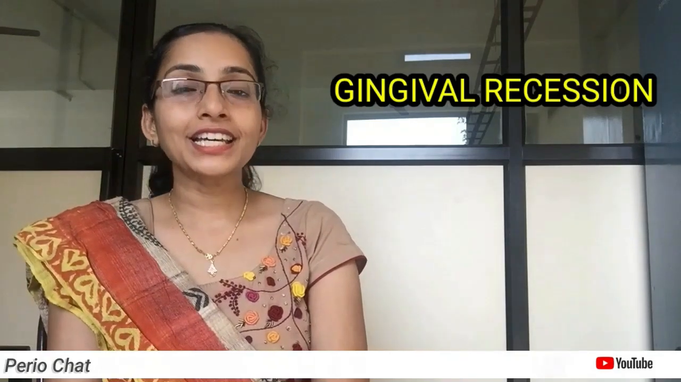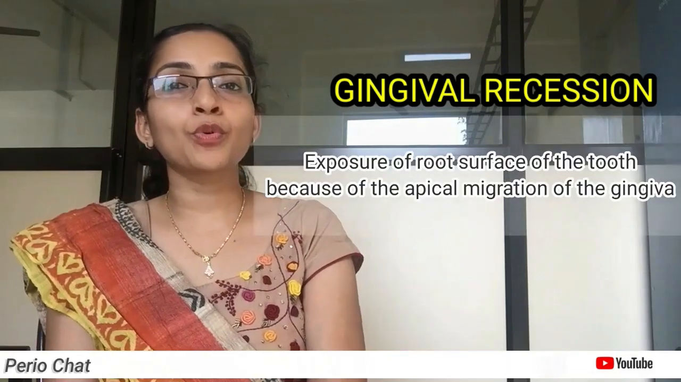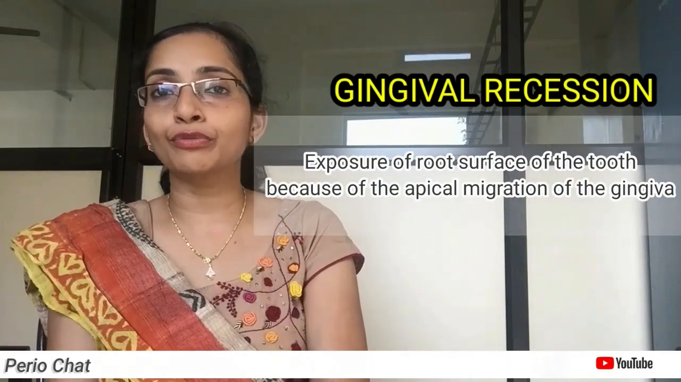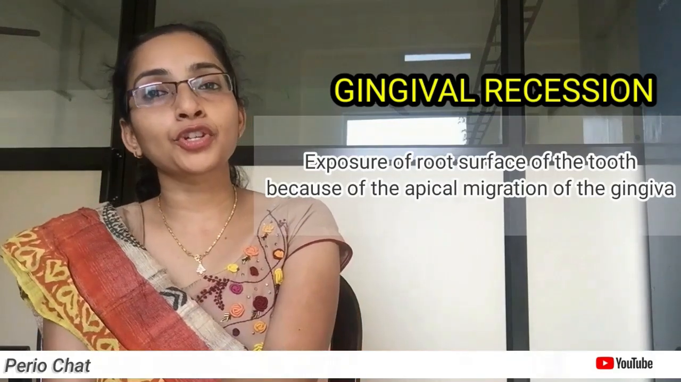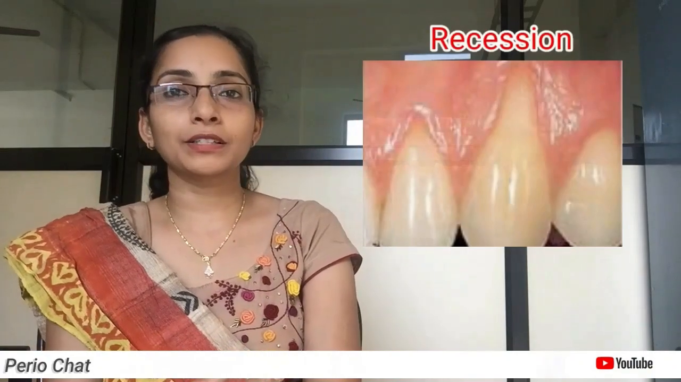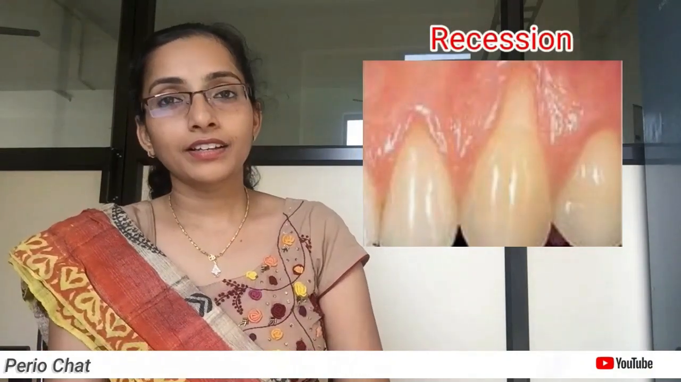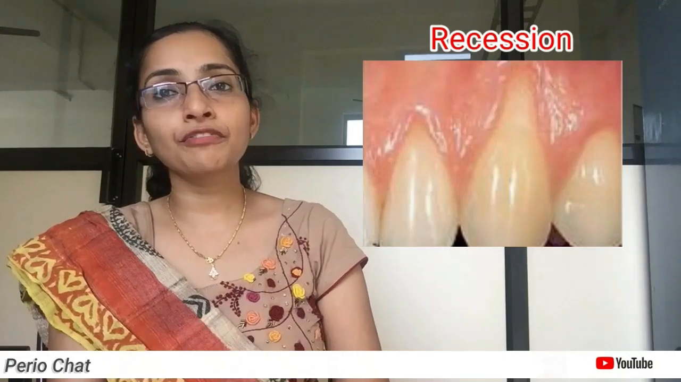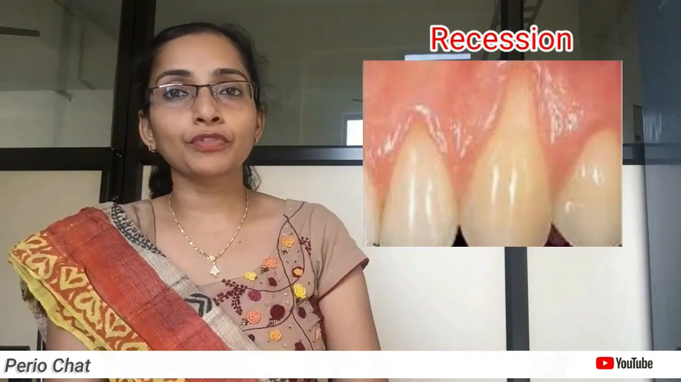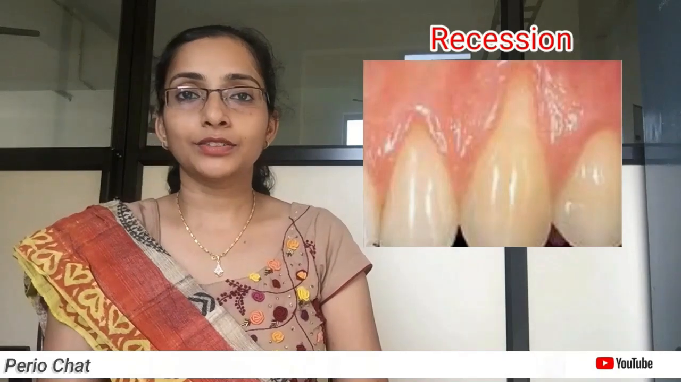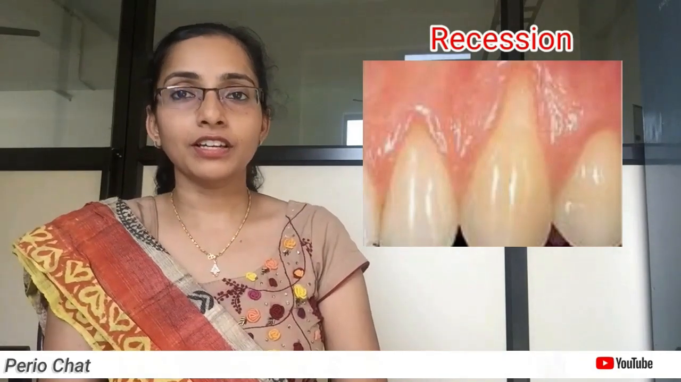What is recession? Recession is basically the exposure of the root surface of the tooth because of the apical shift in the position of the gingiva. It looks something like this. You see there is an apical shift in the position of gingiva because of which the root surface of the tooth is visible. So that is the definition of recession. It's a very simple concept to understand if you've understood the image.